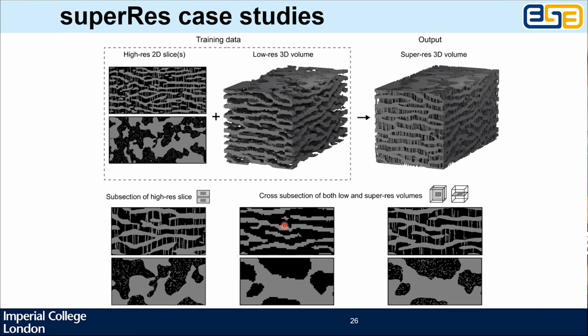And again, if you look in the bottom row, the left side is an arbitrary region of the high res. The middle is a particular region of the low res 3D. And the right hand side is that same region again, once super res has been applied to it.